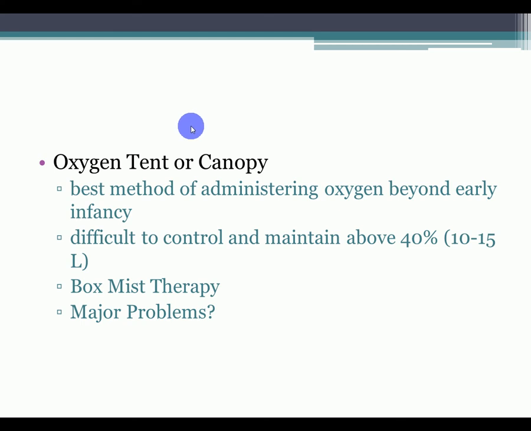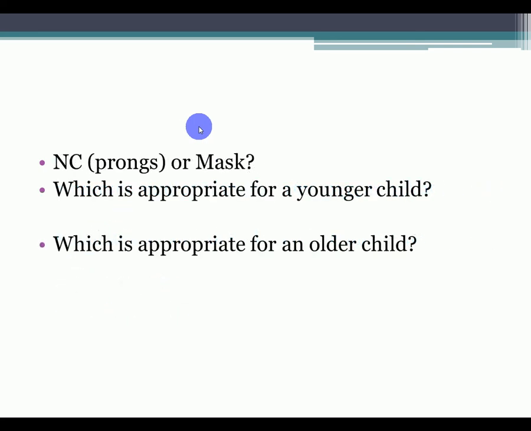You got to make sure that it's staying humidified, make sure that it's staying cool. So there are some issues with that. All right, what about the nasal prongs or mask? Which is appropriate for the younger child and which is appropriate for the older child? And the answer is, it truly depends.